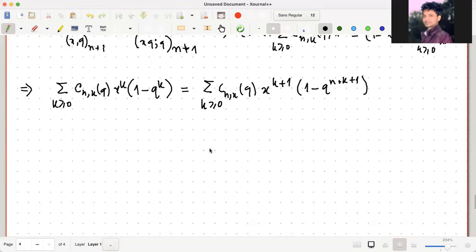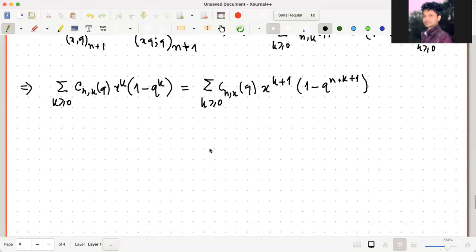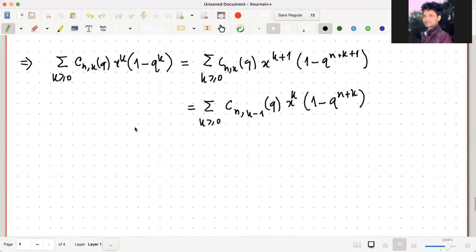Okay. So we make the change of variable. k plus 1, I can just change it to some j. Then this quantity, I'll just keep it as k, okay? So you will understand. So C n k minus 1 q, x to the power k, 1 minus q to the power n plus k. Okay. And now we are in a position to compare coefficients.